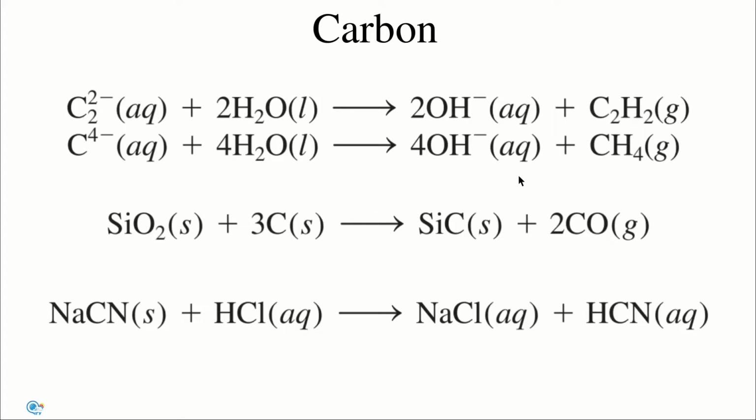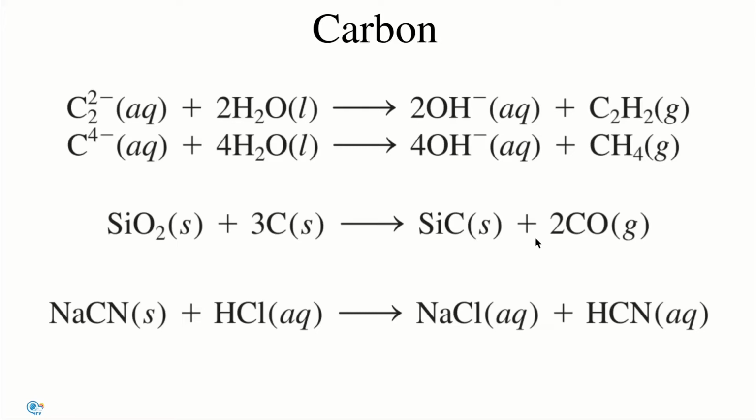Silicon carbide is called carborundum and is prepared following this equation: silicon dioxide, or sand, reacts with carbon to give us silicon carbide and carbon monoxide. Carborundum is also formed by heating silicon with carbon at 1500 degrees Celsius. Carborundum is almost as hard as diamond, and it has the diamond structure.